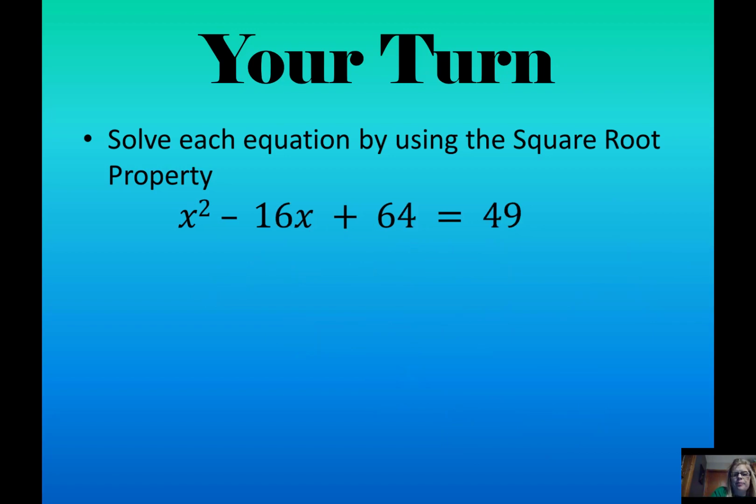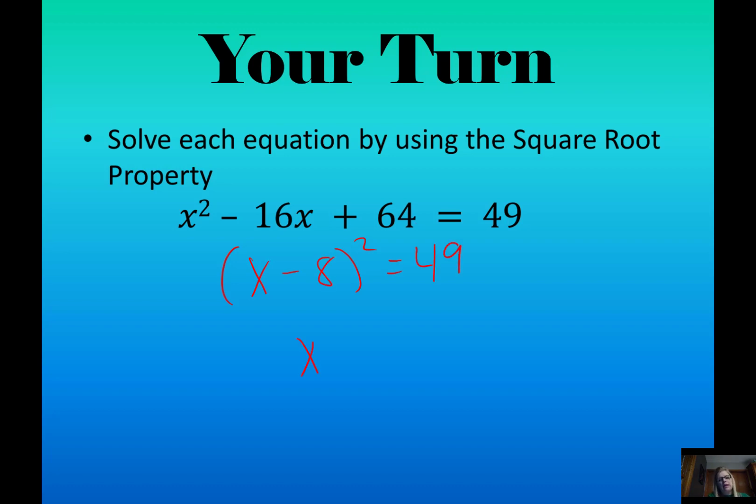Doing this again. Pause me, see if you can do it without me, and then push play. Square root of 64 is 8. 8 times 2 is 16. Yes, this is a perfect trinomial. So x minus 8 squared equals 49.